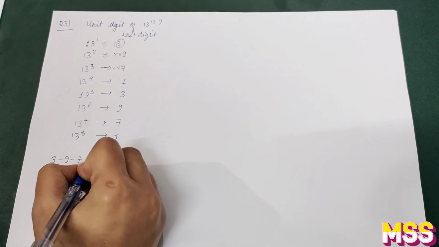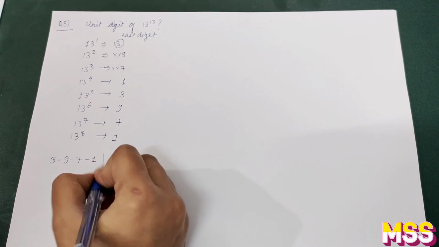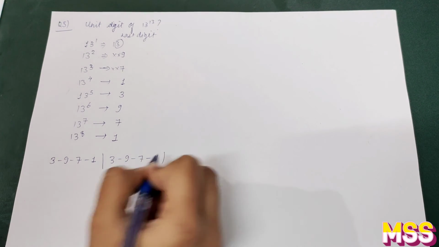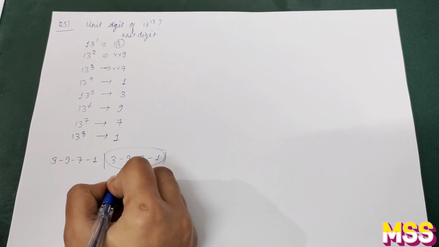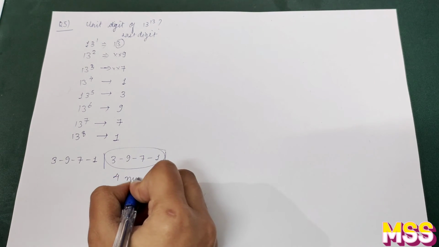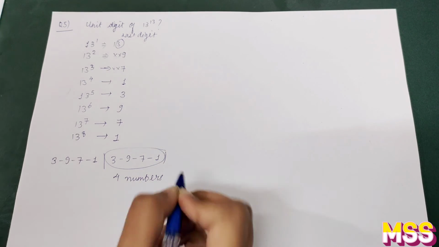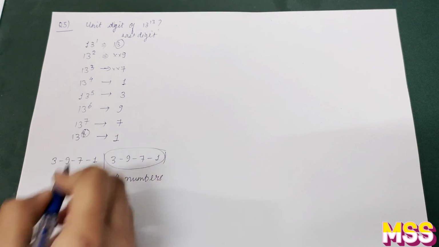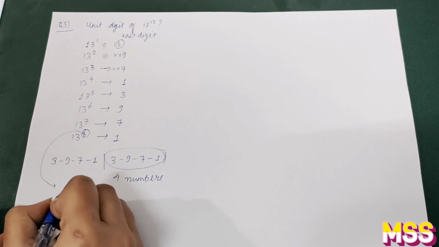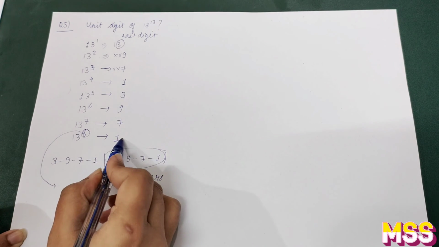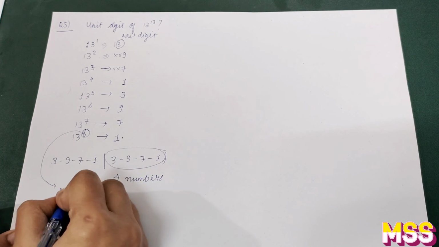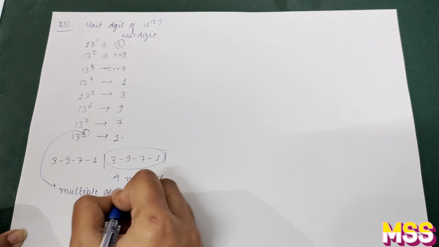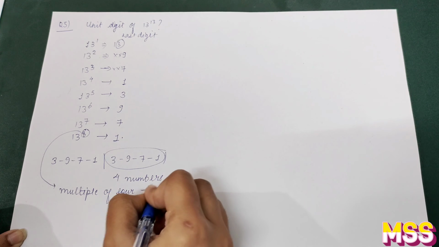So the whole pattern becomes 3971, then again 3971. We can see that for every 4 numbers, the pattern remains the same, right? Whenever the exponent of 13 is a multiple of 4, the last digit will be 1. So we conclude that from here.